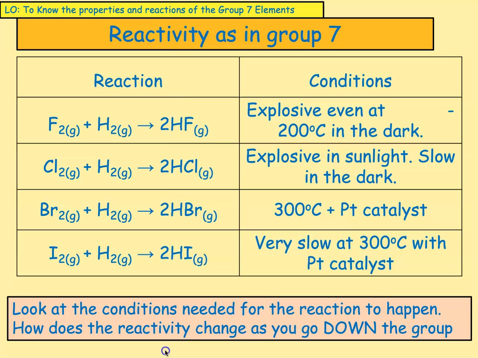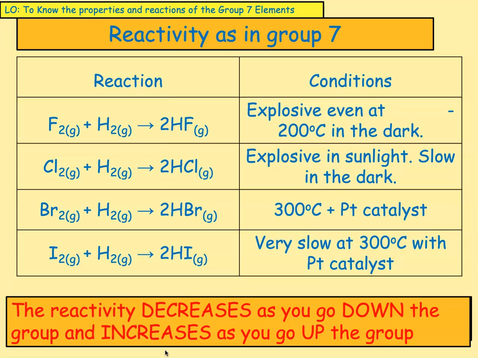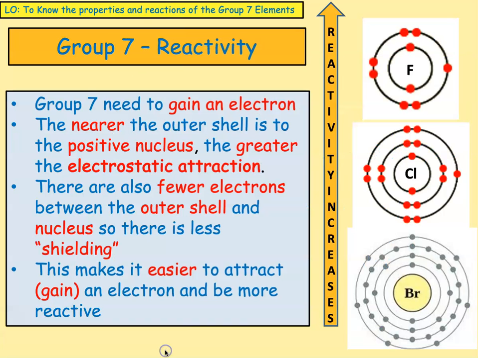Okay, so the reactivity decreases as you go down the group. But another way of saying that is it increases as you go up. And as you know, that is very different from group 1. It's the opposite to group 1. Okay, so let's look at why that is. Group 7 needs to gain an electron.